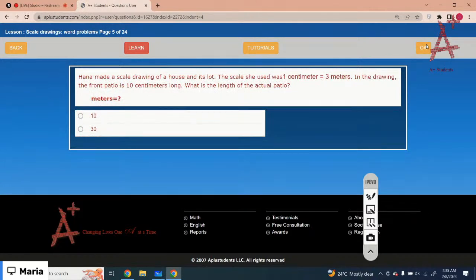Okay, the next one is Hannah made a scale drawing of a house and its lot. The scale she used is 1 centimeter equals 3 meters. In the drawing, the front patio is 10 centimeters long. What is the length of the actual patio? So you have to just multiply 10 by 3. Got it? And it would be 30 meters. So it would be 30. Got it?